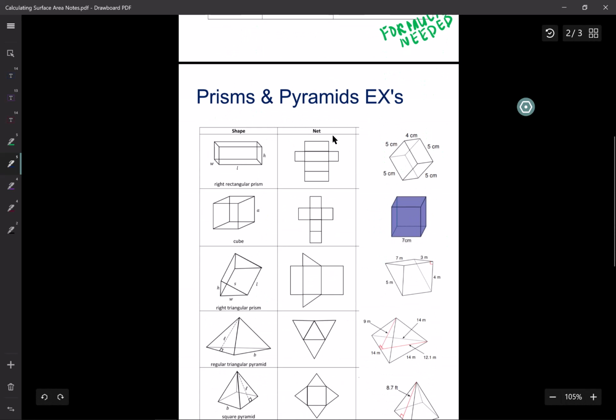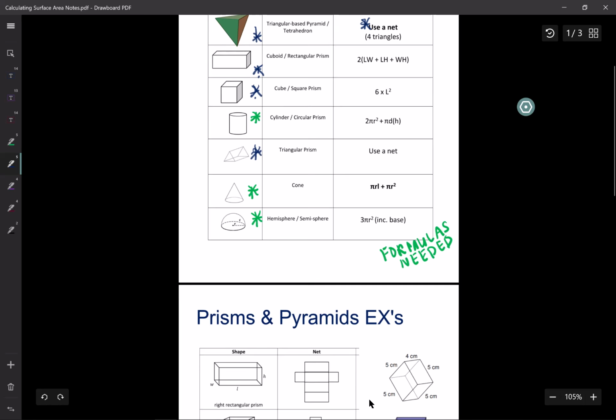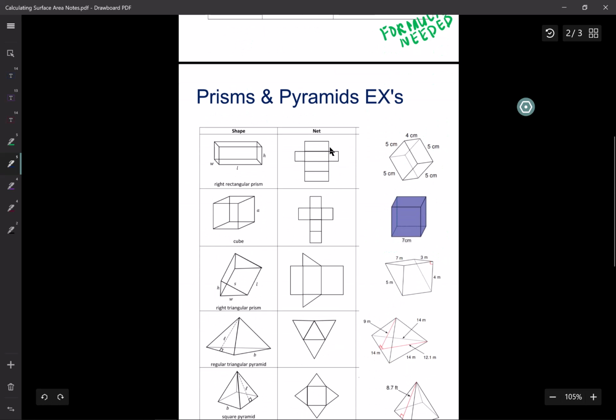When we talk about net diagrams, imagine taking a box and unfolding it. The net diagram is kind of a mapping or an outline of what that 3D shape would be if you unfolded it. So here are some examples of prisms and pyramids and their net diagrams. When you calculate the surface area, all you need to do is take the area of every single shape inside and add them together. Those of you who did the composite area assignment, that's why I made you guys do the composite area assignment, because you're essentially just getting the area of a composite figure, right?